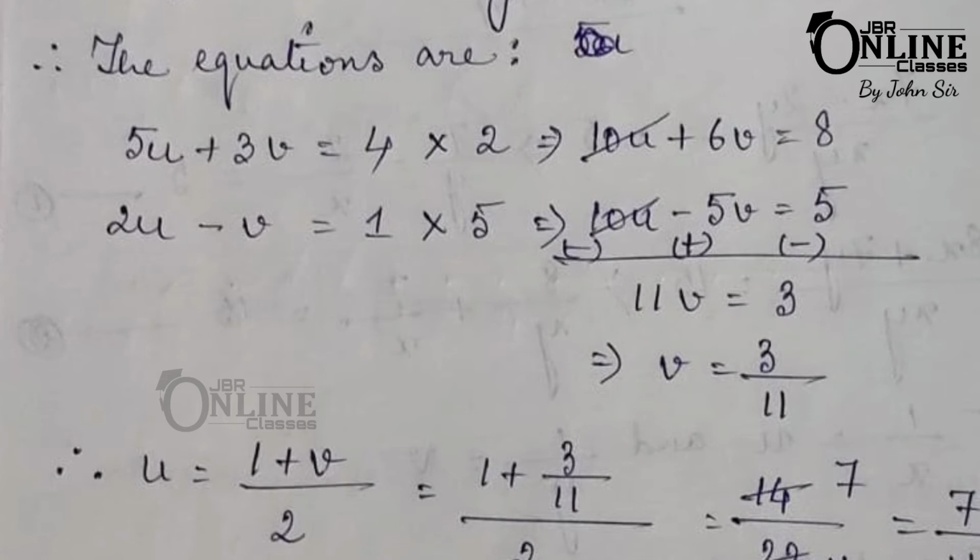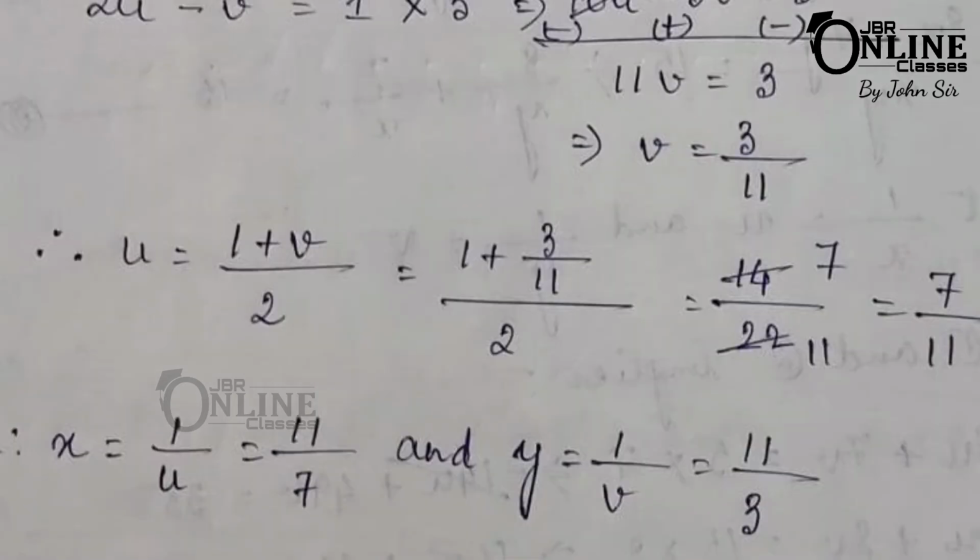So I multiply the first equation with 2 and the second equation with 5, and then the value of v equals 3 by 11. Now if you put this value in the equation, you will get the value of u, and here u equals 7 by 11. From that you can find out the values of x and y respectively.